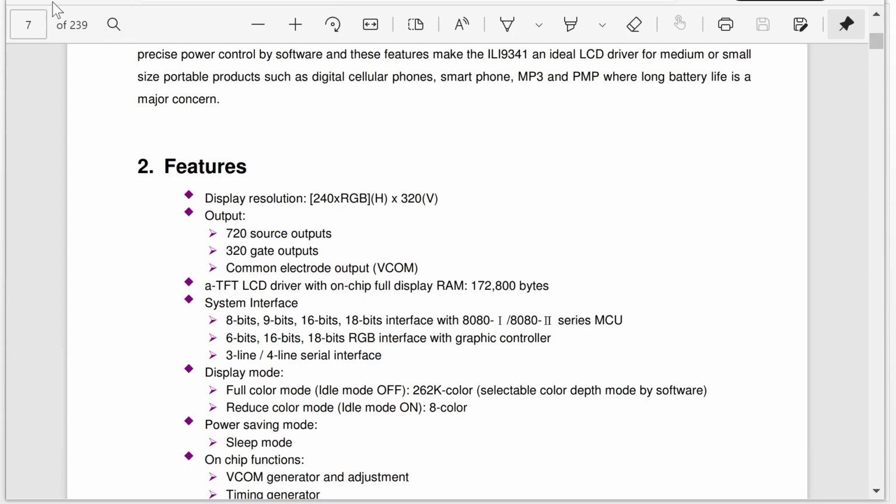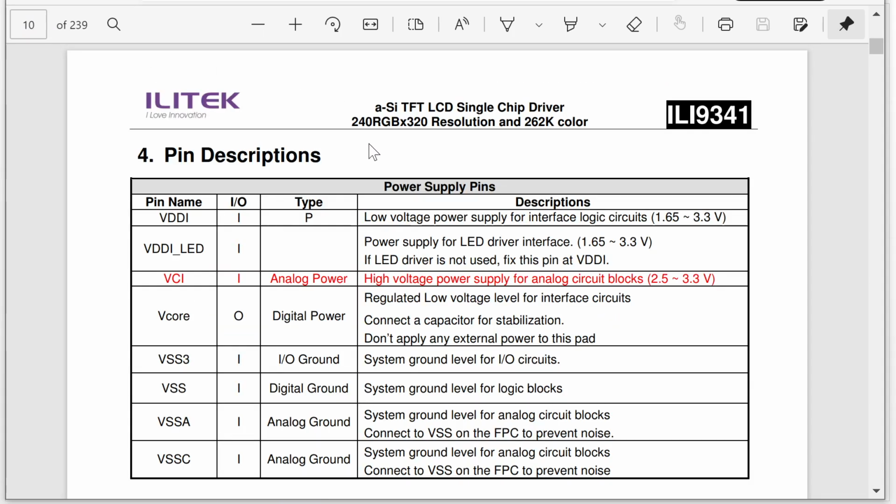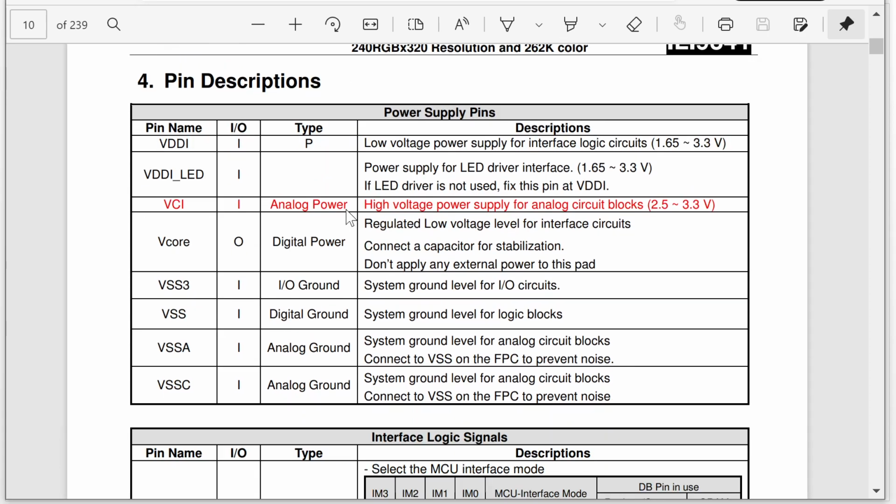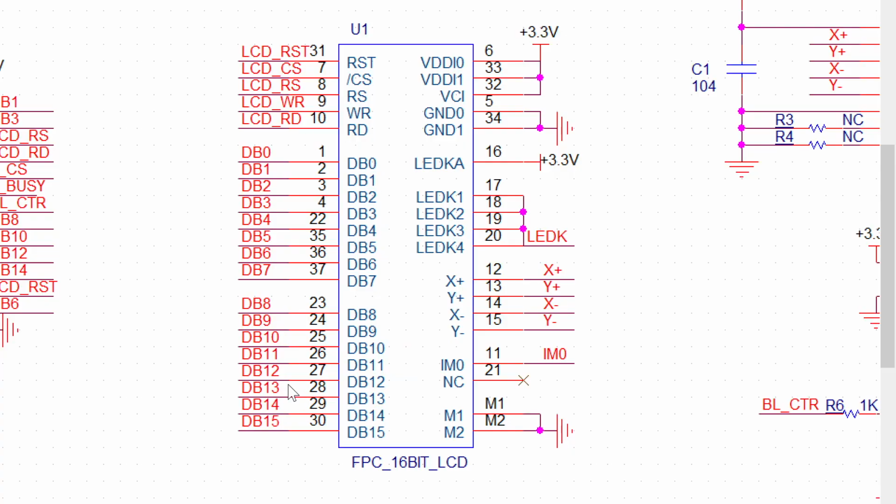The next thing is the pin description, page 10. This describes the pins of the driver IC, but we didn't use all the pins for our LCD module. Take a look at the pin description of our LCD module. This is the reset pin, this is CS, this is RS, this is write, this is read, and this is all the data pins, from 0 to 15, which is 16-bit. This is for the power supply, this is ground, and this is for the backlight, the LCD backlight LED.